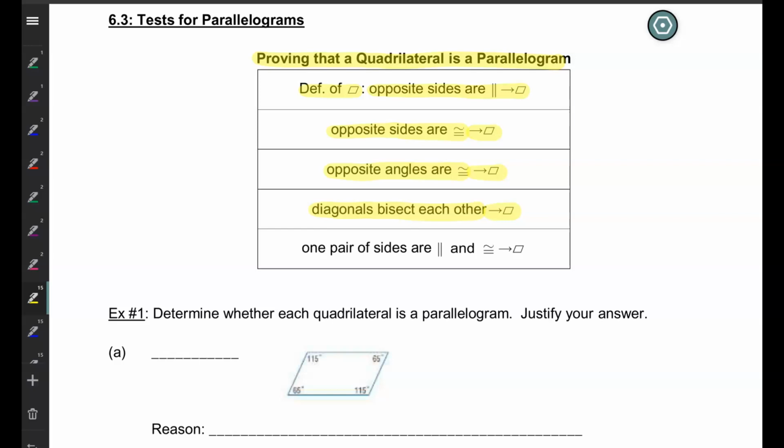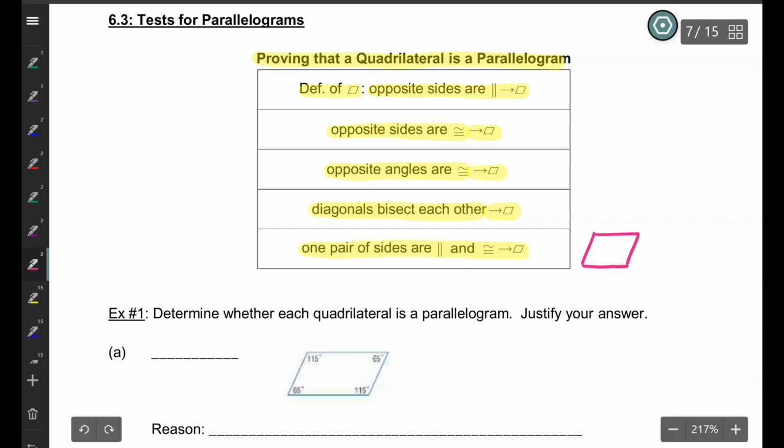This next one, though, is new. This one says one pair of sides are parallel and congruent. What that looks like is if I know these two sides are parallel and they're the same length, then automatically that's a parallelogram. Okay, so that's the only new one.